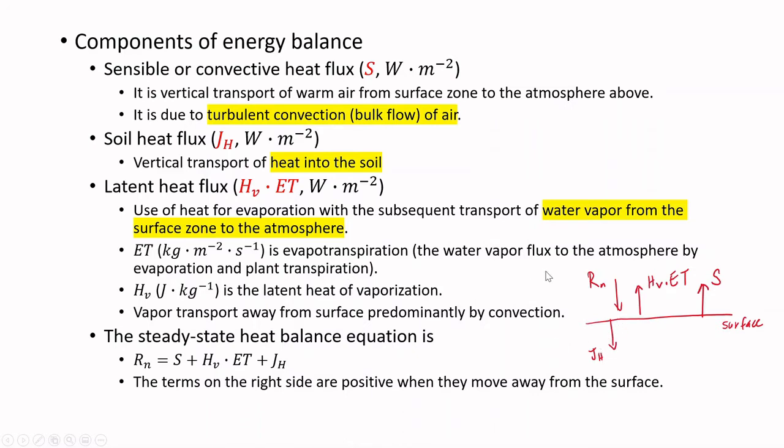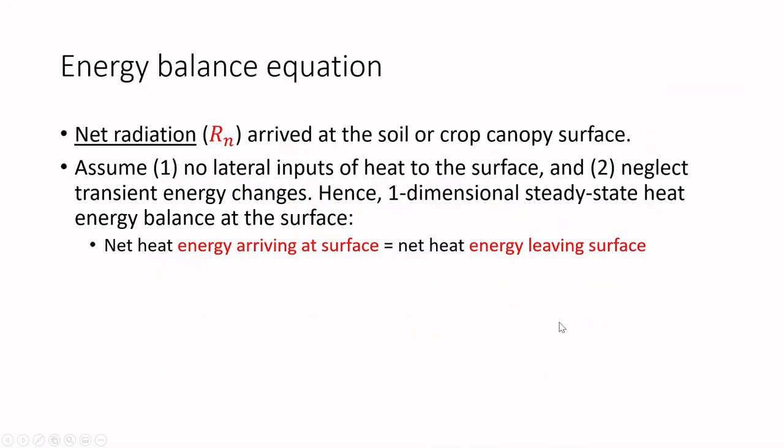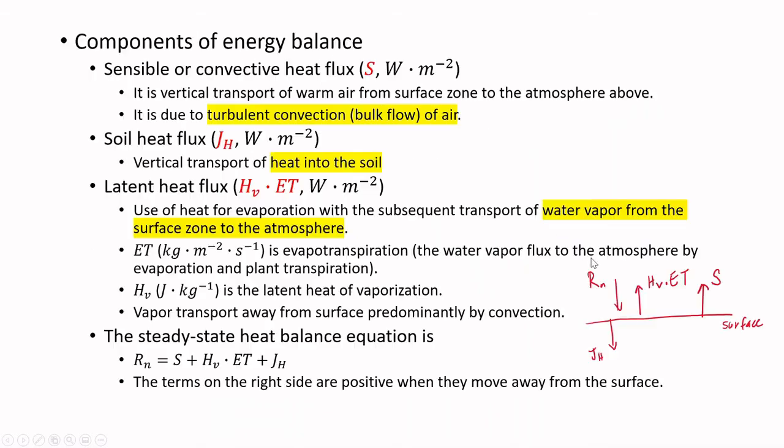So we can write a steady state heat equation, which is: net radiation equals S, the convective heat flux, plus the latent heat flux, and then the soil heat flux. The terms on the right side are positive when they move away from the surface. The net heat energy arriving at the surface equals the net heat energy leaving the surface. They receive the energy from the net radiation, and then the heat will move away, while one of them, JH, the soil heat flux, moves into the soil.